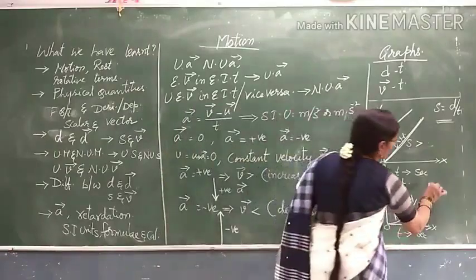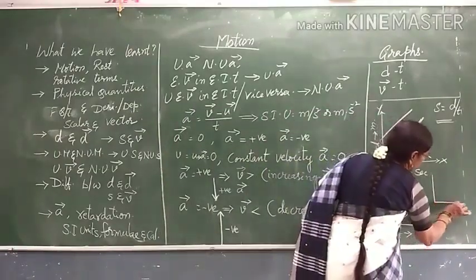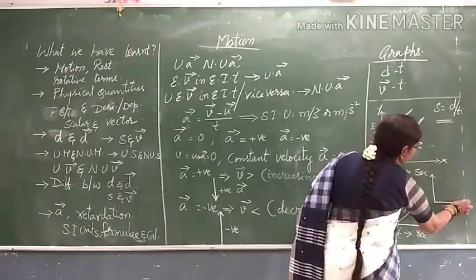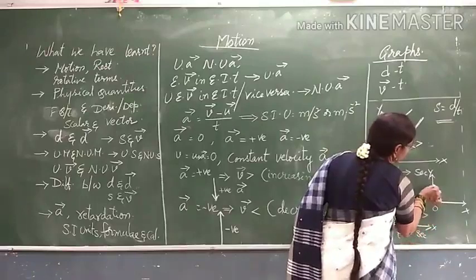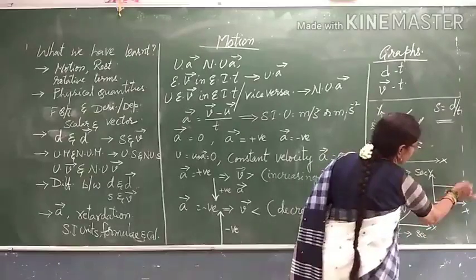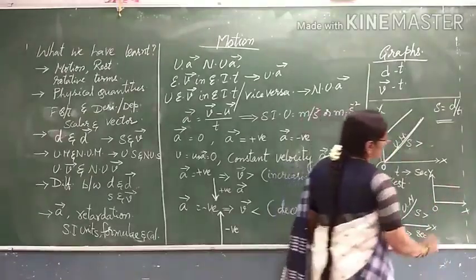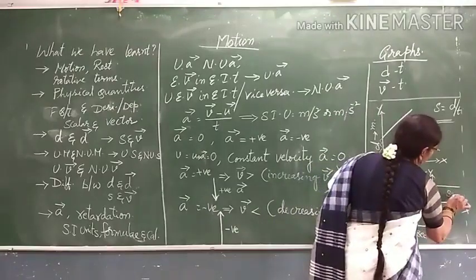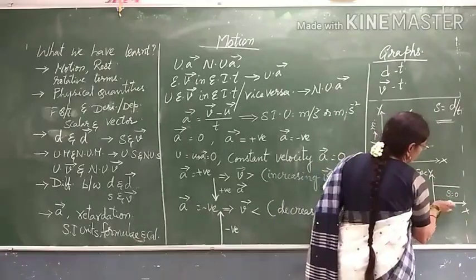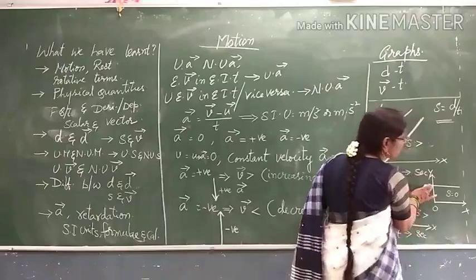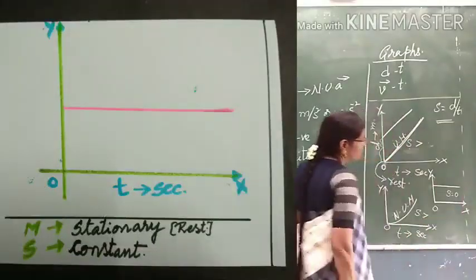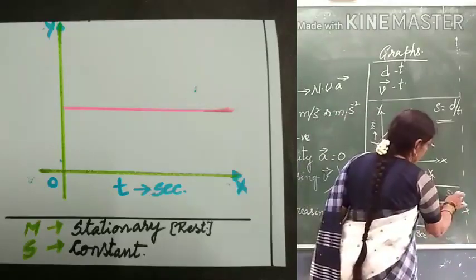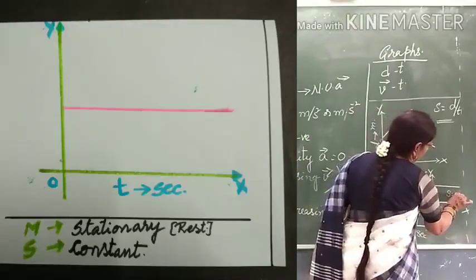One more graph, when you are plotting another graph, these three graphs are very, very important. Another graph is, if it is parallel to the x-axis, then the speed is equal to 0. The time is passing by, but the body's distance is not covered. When distance is not covered, speed is 0.